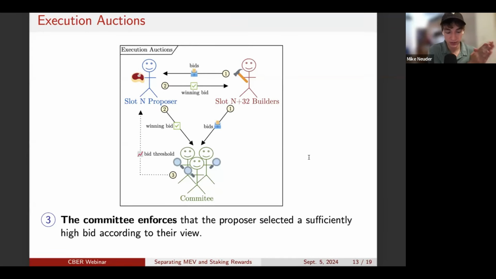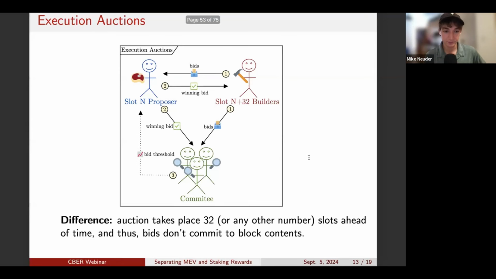Very much in the spirit of what we did in MEV burn in the previous slide, we have the committee saying, hey, these are the set of bids we saw. We're going to force the proposer to take one that's big enough, sufficiently large. And obviously, sufficient here is intentionally vague because it's a parameter. But yeah, that's the goal. And that's what we're getting at.